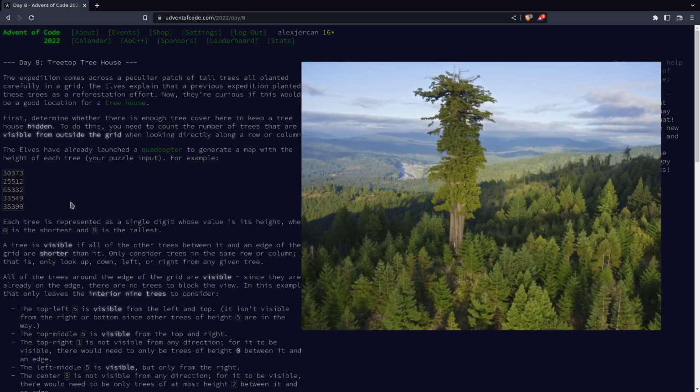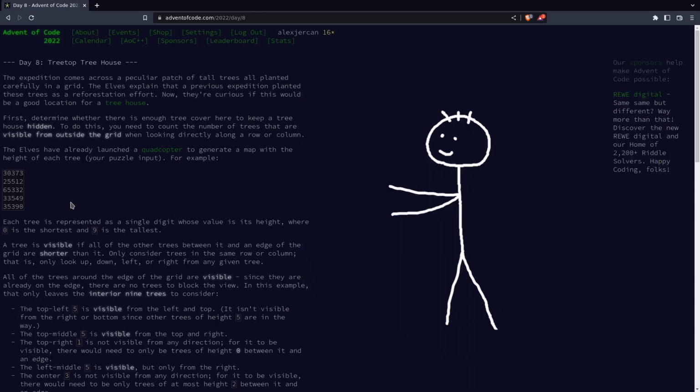A tree is visible if it's tall enough to be seen from the outside. So in the example input, the tree from the location 1, 1 with a height of 5 is visible from the top because there is another tree with a height of 0. It is also visible from the left because there is a tree with a height of 2, but it's hidden from the right side and from the bottom because there are some trees with the same height. But overall, the tree is visible because it is visible from two sides.